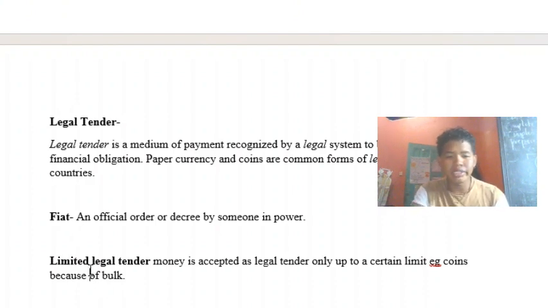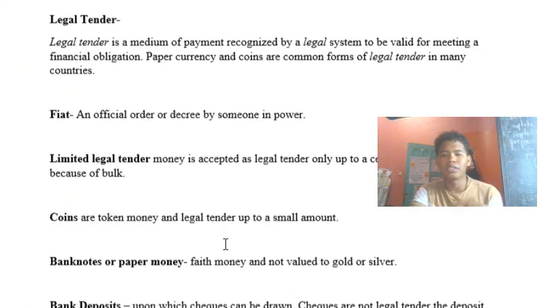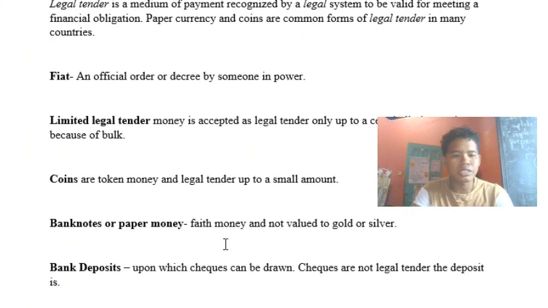So let's look at limited legal tender now. This is money that is accepted as legal tender only up to a certain limit. For example, coins, because of bulk. If you bring a million coins, they will not accept all one million of those coins due to the bulk of it. So coins are token money and legal tender up to a small amount, meaning that you can't have, say, 8 million in coins. It would be very impractical, and they would not accept it.